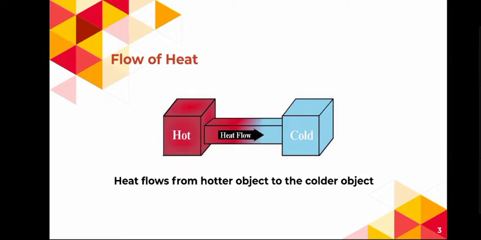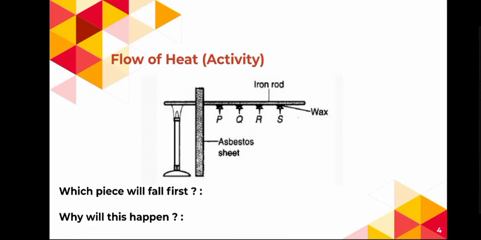Now, how does heat flow? Let us investigate. For that, we will do a small activity. For this activity, take a rod or flat strip of a metal, say of aluminium or iron. Fix a few small wax pieces on the rod. These pieces should be at nearly equal distances.